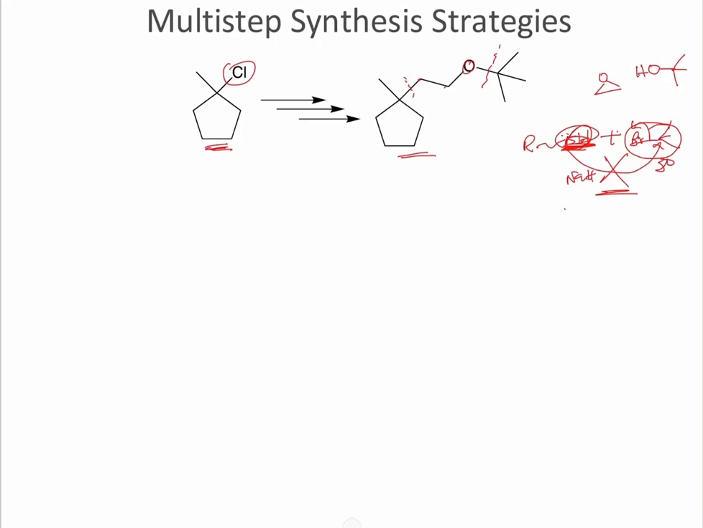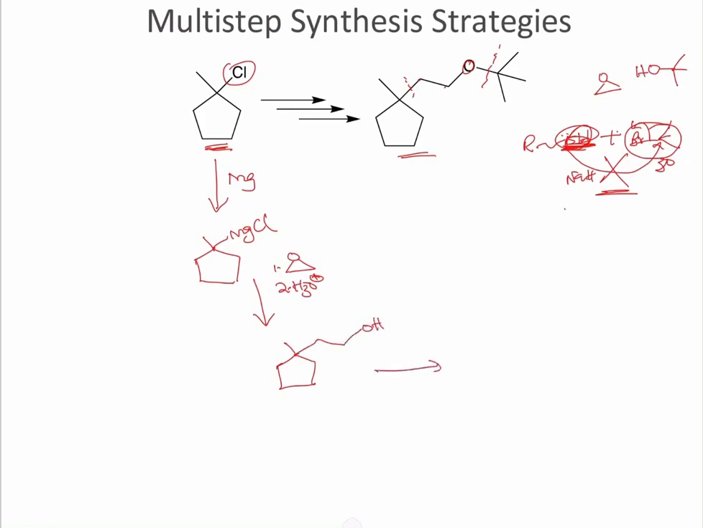Alright, so now that we know the strategy, let us put it down. So the first step is Grignard reagent. And then after that we use an epoxide followed by a source of proton to form the alcohol, and then we transform the alcohol into an alkyl halide.